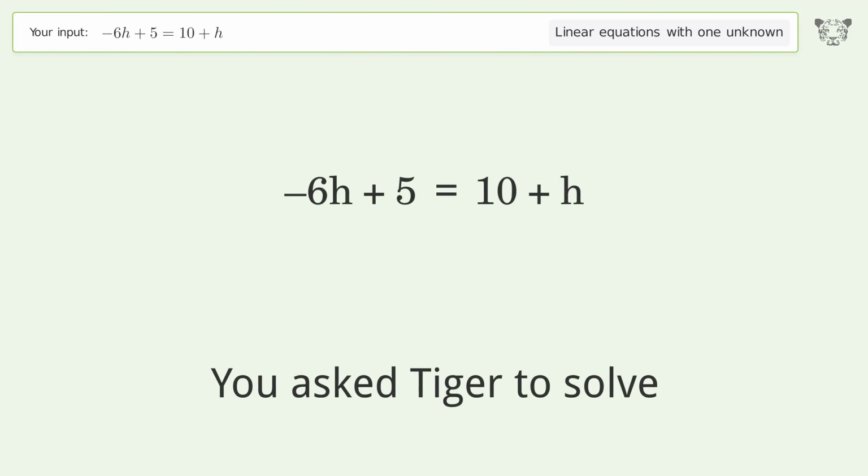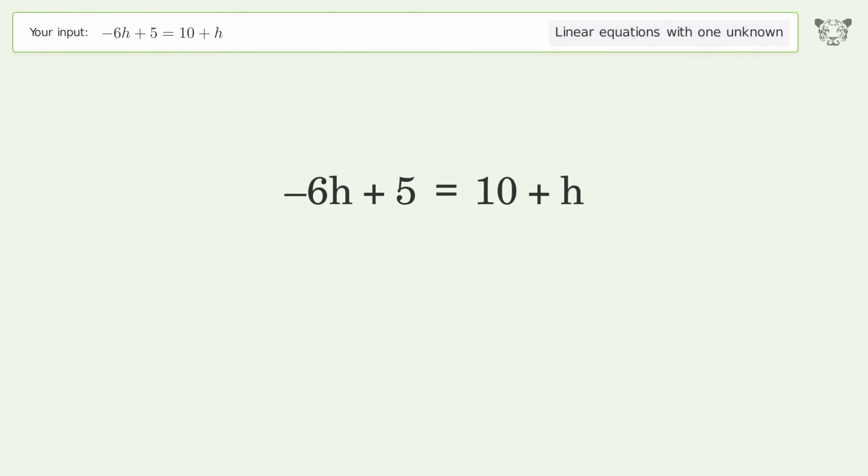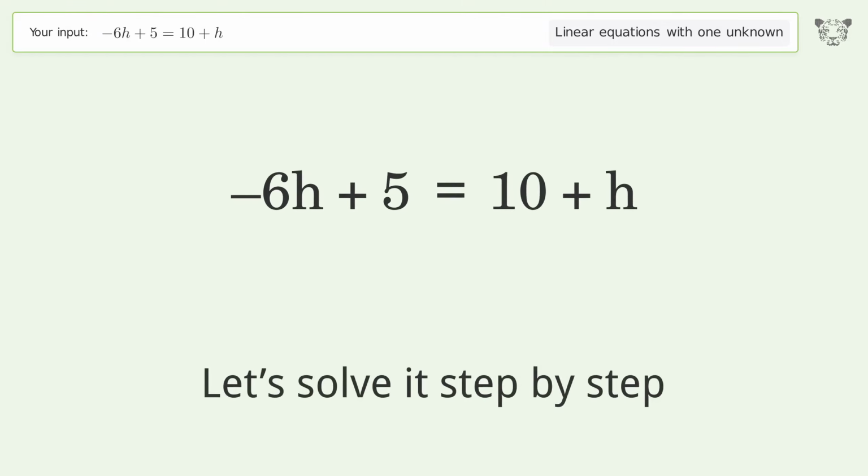You ask Tiger to solve. This deals with linear equations with one unknown. The final result is h equals -5/7. Let's solve it step by step.